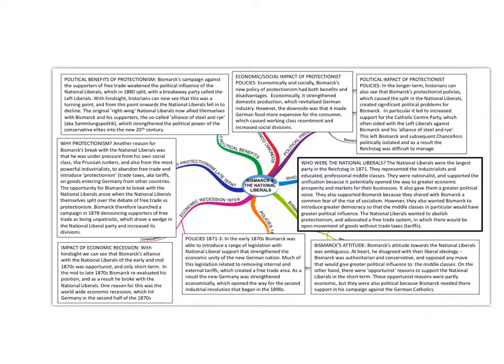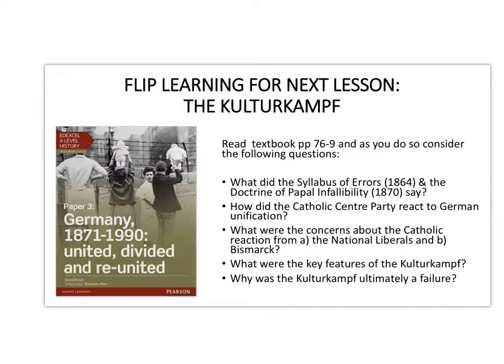Okay, there we are. We covered a lot there. Hopefully that was useful to you. As I say, next lesson we will do the Kulturkampf, so the flip learning for next lesson, and that's basically Bismarck's policies towards the Catholics and therefore towards the Catholic Centre Party, which we constantly touched upon in this lesson anyway, so hopefully it set you up well for next lesson.